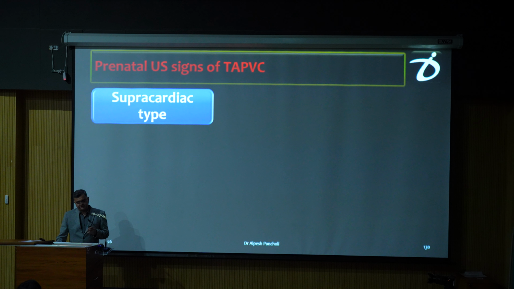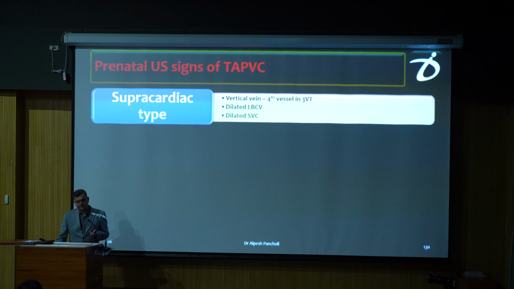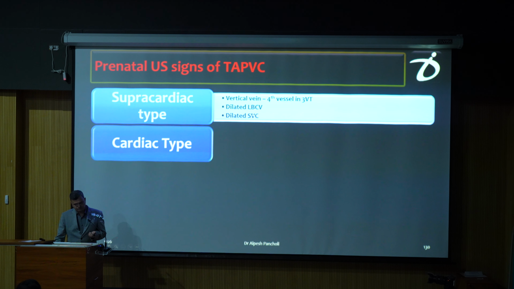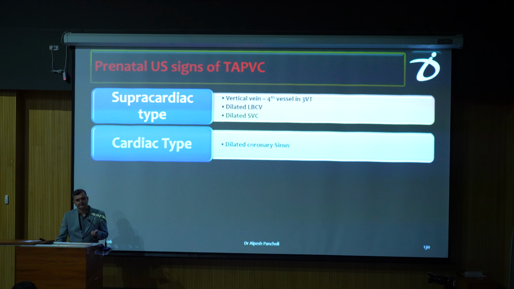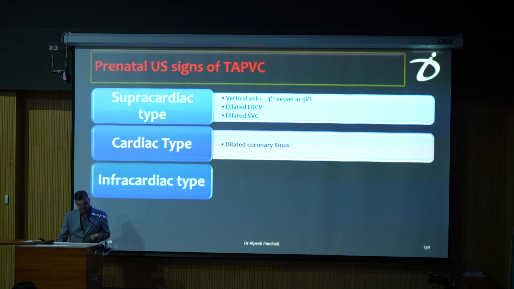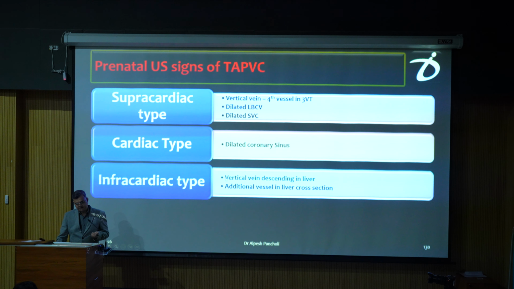Now the specific signs for the different types. In supracardiac, there is a vertical vein, an additional vessel seen on the 3 vessel trachea view. There will be dilatation because it is draining into the left brachiocephalic vein, which leads to dilatation of the left brachiocephalic vein and superior vena cava. In the cardiac type, it is draining into the coronary sinus, so there will be a dilated coronary sinus. In the infracardiac type, there is a vertical vein descending towards the liver and an additional vessel in the liver cross section.